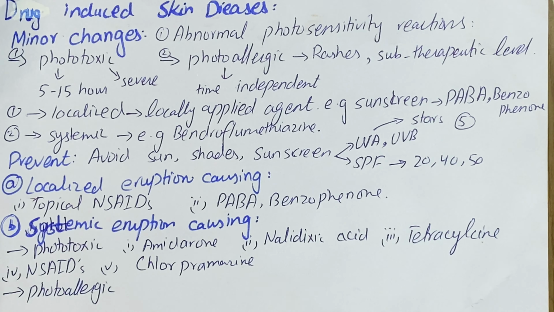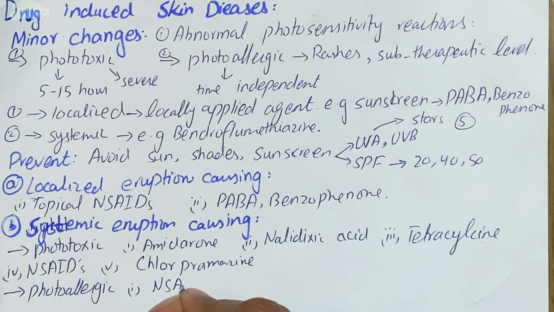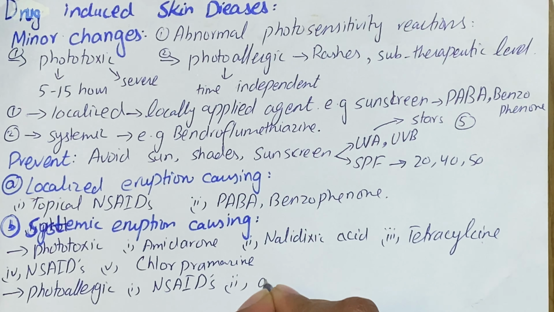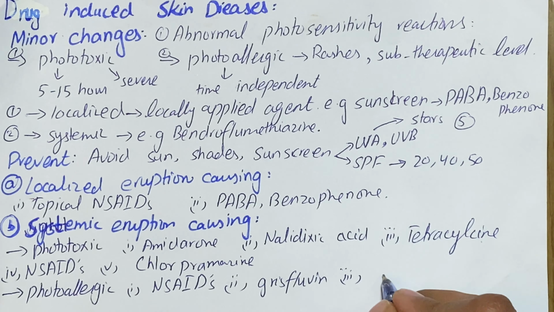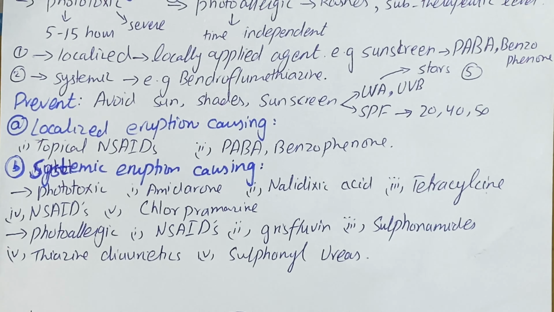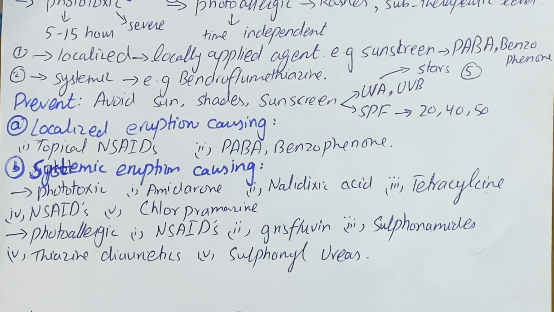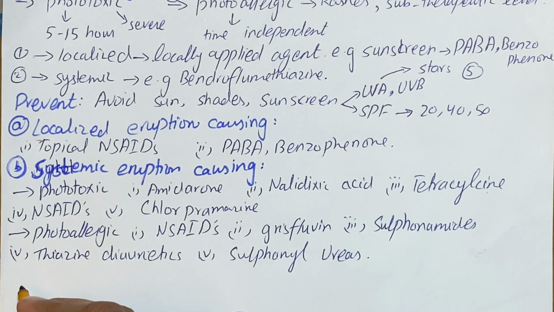So now moving towards photoallergic type of systemic eruption, it includes NSAID, which is also present in localized eruption causing agents, and number 2 is griseofulvin, which is actually antifungal agent, and number 3 is sulfonamides, which is antibiotic, and number 4 is thiazide diuretics, and number 5 is sulfonyl ureas, and sulfonyl ureas are used for diabetes mellitus.